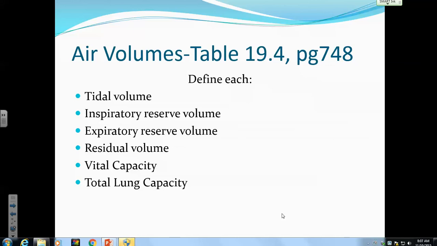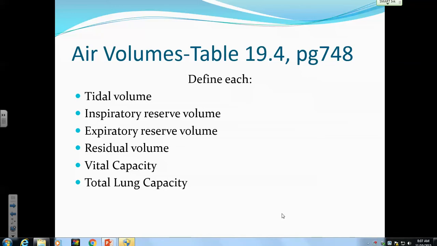Okay, today we're going to finish up this chapter, beginning with air volumes. If you'll look on page 748, you'll see more terms listed than I have listed here on various air volumes, but these are the ones that I want you to know for the test. At any time, there's a certain amount of air that can be in your lungs, and that's what these are talking about.